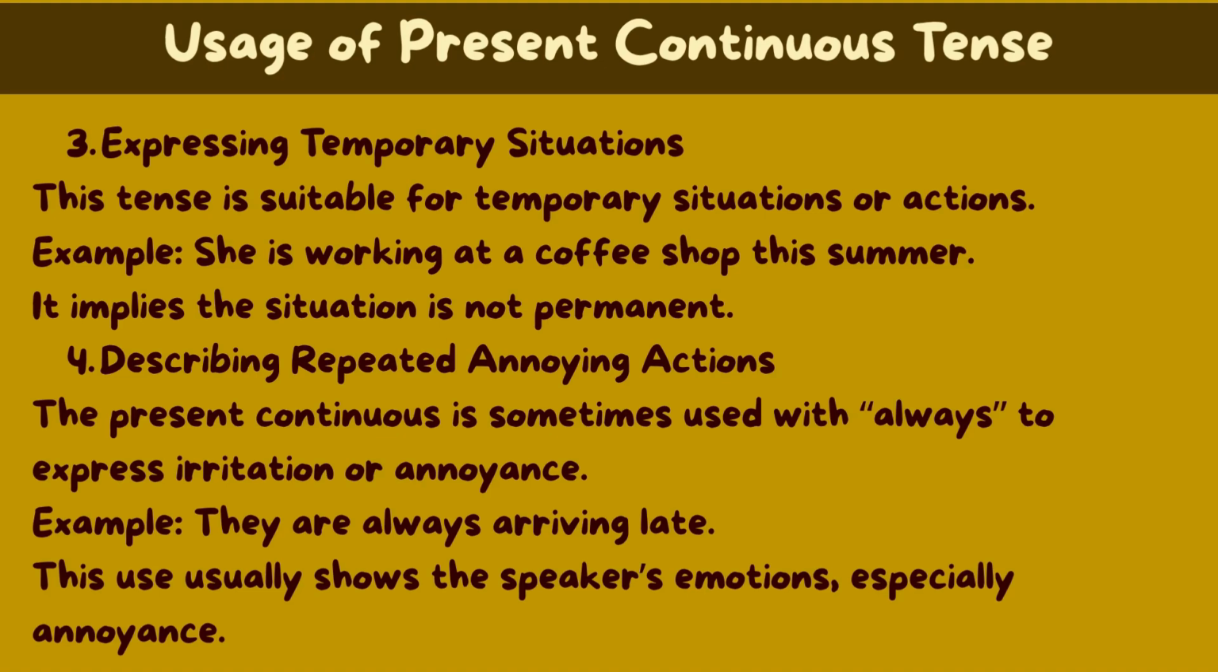Another use of the present continuous tense is describing repeated annoying actions. It is often used with the word "always" to show irritation or annoyance. For example, they are always arriving late. In this sentence, the speaker feels annoyed because the action happens repeatedly.